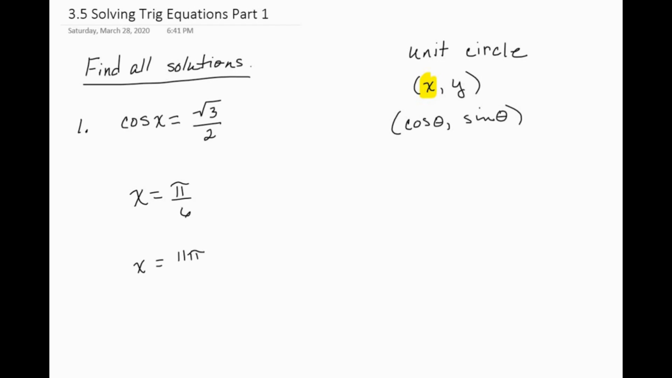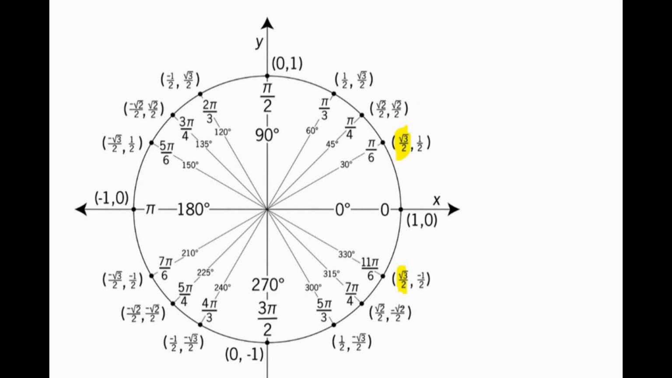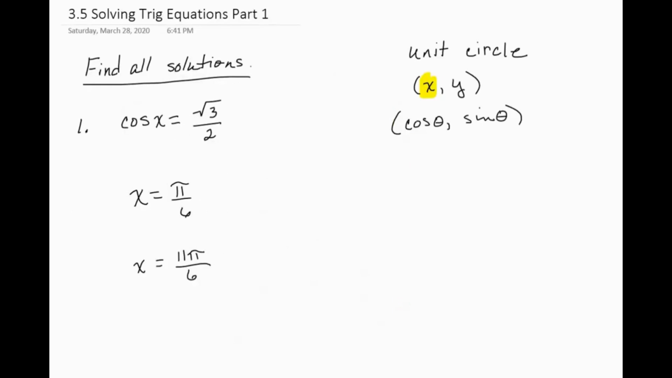Now, I do not want just those two answers, because I know that on a circle I can go around another 360 degrees or another 2 pi radians and end up with a coterminal angle that's exactly what I started with. So I need to be sure that I include all of those angles in my solutions. Your period is 2 pi, so I'm going to be adding 2 pi in here for the first answer, and add 2 pi in to my second answer as well.